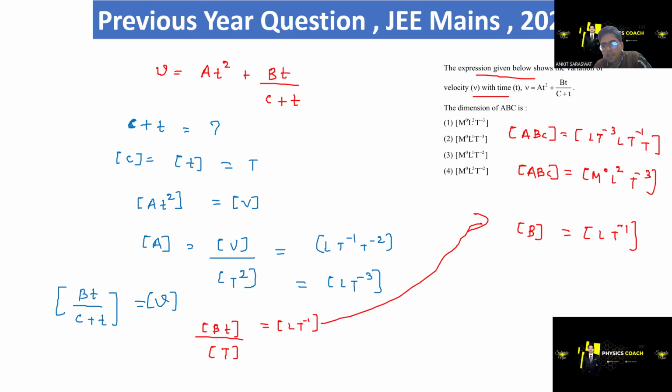So which option is correct? M⁰ L² T^-3, option 1. I think this doubt is clear. Thank you.